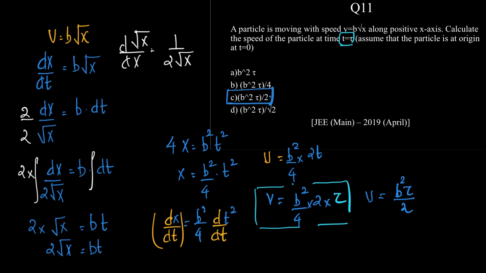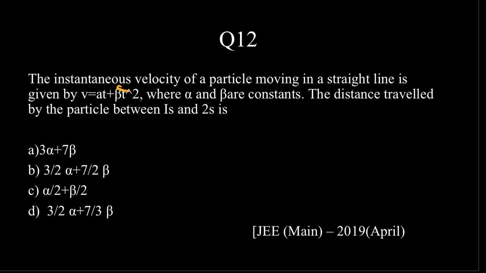Correct option, option C. The instantaneous velocity of a particle in a straight line is v is equal to alpha t plus beta t square.